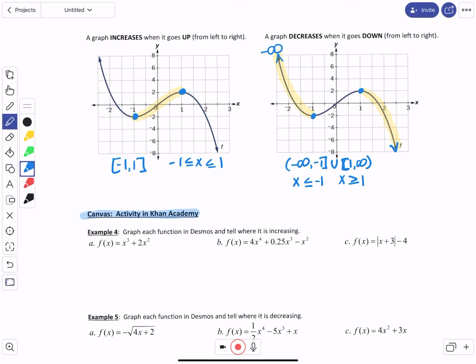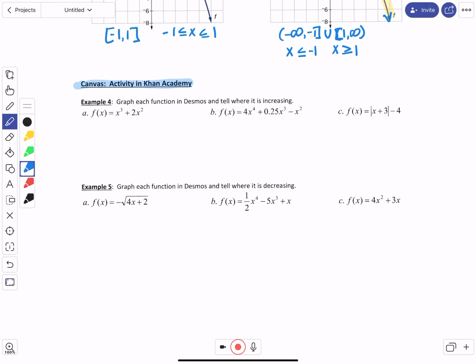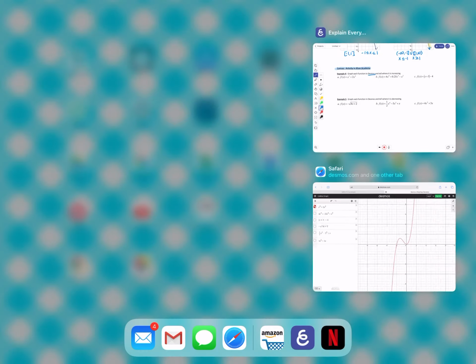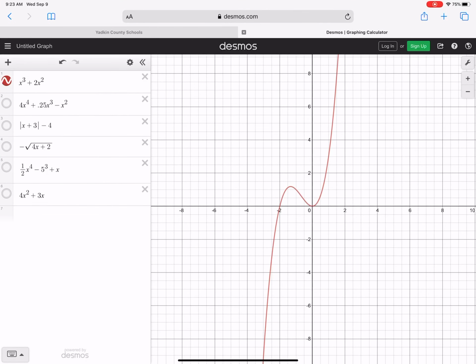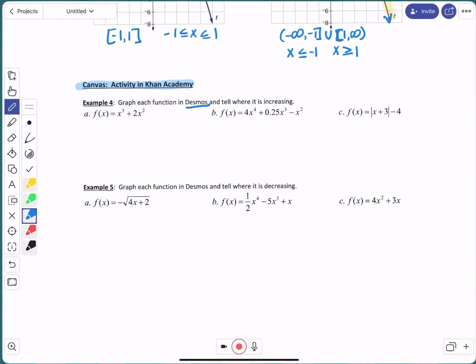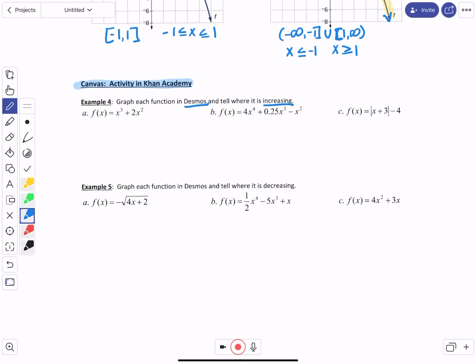Now that you've finished the 4 questions, we're going to do some more examples about increasing and decreasing. So to get more familiar with Desmos, what I want you to do is you're going to graph these functions. So instead of giving you the graphs, you're just going to go to Desmos and type these graphs in. Now I've already got these typed in Desmos to make the video go a little bit faster. So for A, I've got this first graph typed in. And on this question, we're telling it where it's increasing.